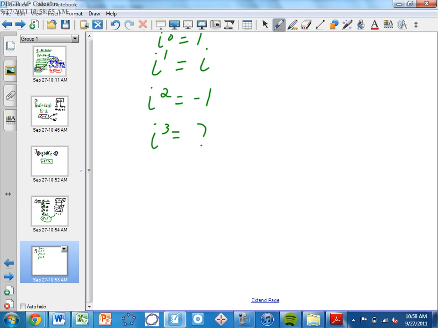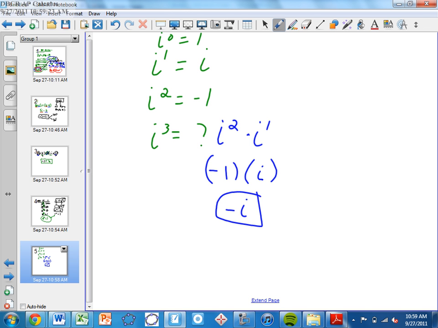What is it? Good. So i to the third is really i to the second times i to the first, because we learned in Algebra 1 that when you multiply two things with the same base, you add the exponents. So 2 and 1 really is 3. Now, but i squared was defined as what? Look above. What's i squared? Negative 1. What's i to the 1? So it's just going to be negative i.